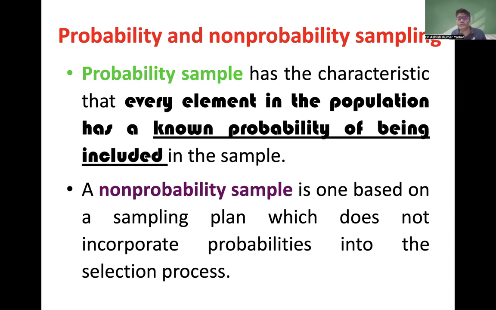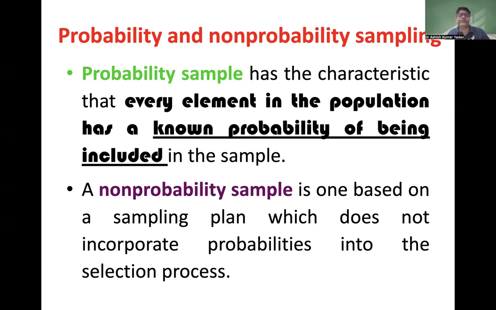Often people get confused between probability sampling and random sampling. They say that random sampling is probability sampling. It's not like that. Probability sampling means that you know that a particular unit has a particular probability of being included in your sample. It can be equal probability, or it may not be equal probability of selection.